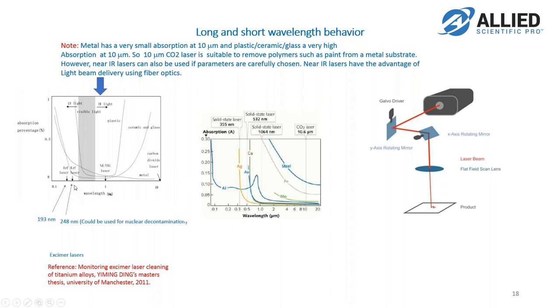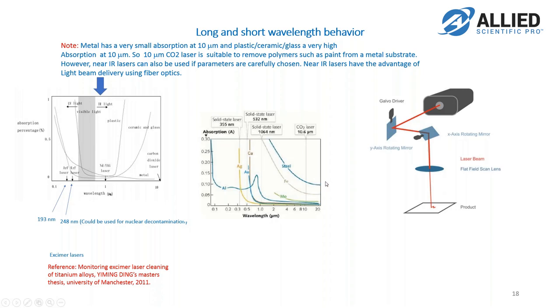You can also use UV lasers in this area. It's for nuclear decontamination. Neodymium YAG laser at 1 micron. You can just see that although the ceramic and glass have low absorption, it is comparable to the metal. And for directing the beam, usually these lasers have galvos or other types of scanners. We'll talk about the other type of scanner as well, the polygon scanner, but these galvo mirrors would direct the beam to where it needs to be cleaned.